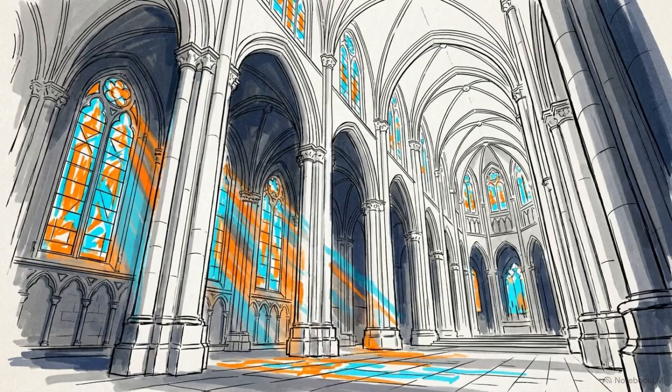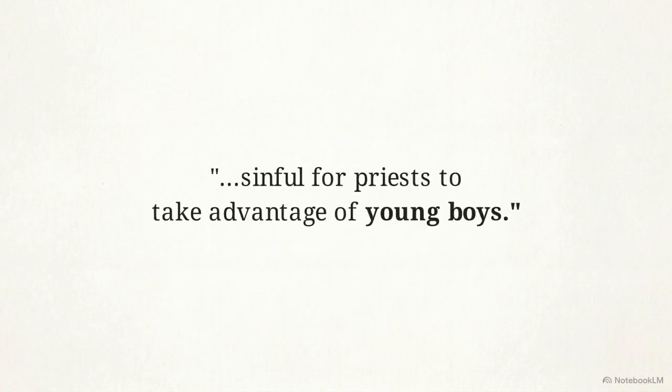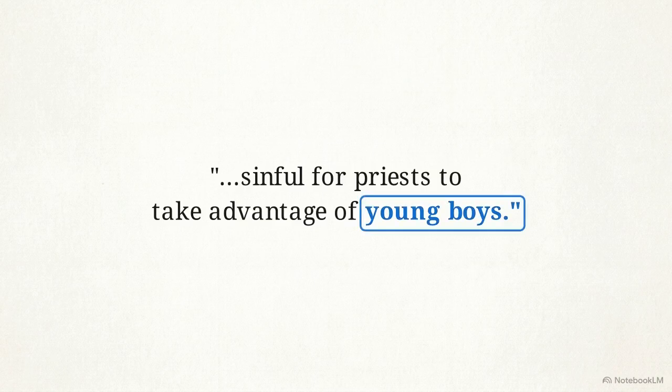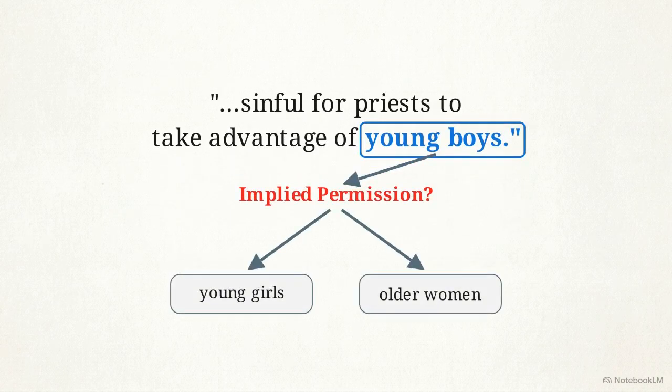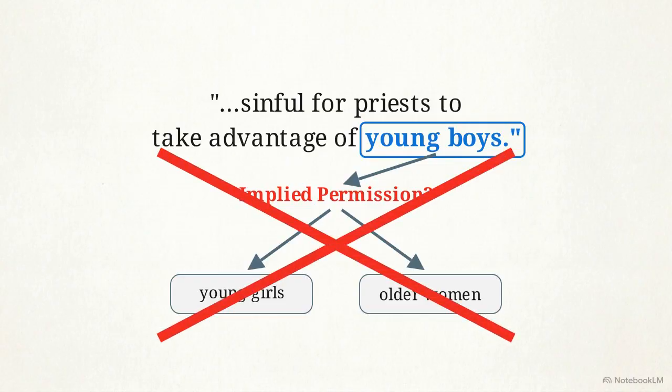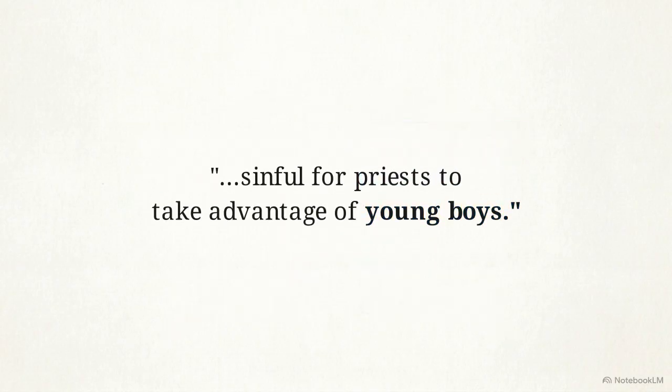The exact same logical error happens in highly specific institutional settings. A Catholic cardinal might issue a direct warning to his diocese, stating that it is sinful for priests to take advantage of young boys. Here, the listener isolates the phrase young boys, inferring the cardinal suggests it's acceptable to abuse girls or older women. But addressing a targeted problem doesn't comment on alternatives. He's condemning specific behavior, making no other implicit claims.